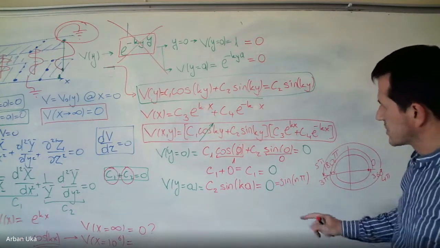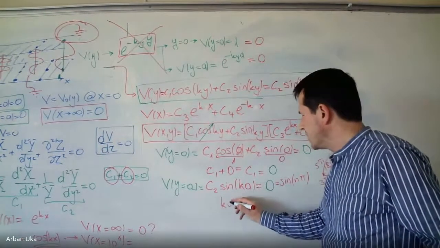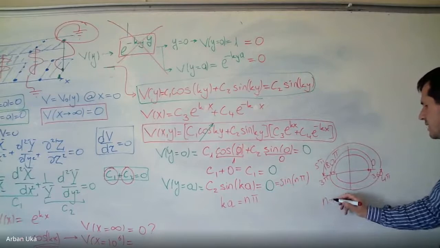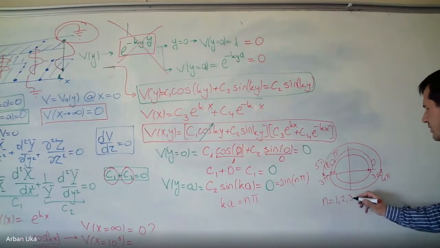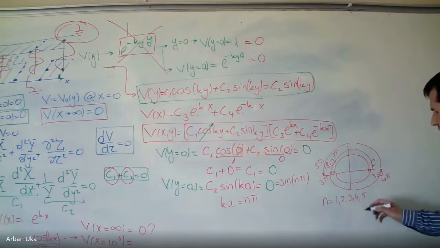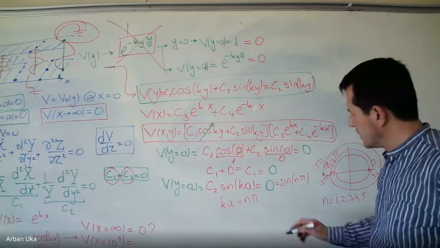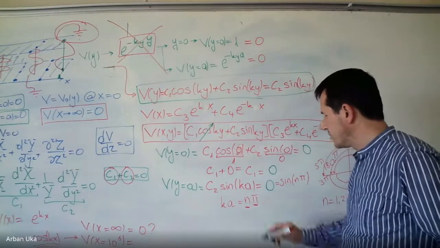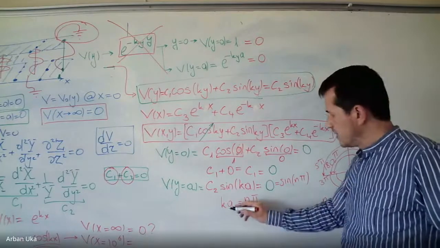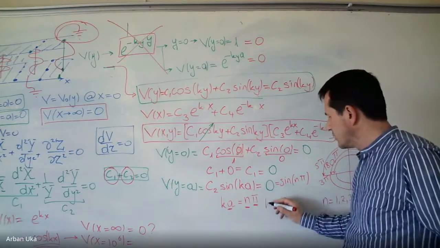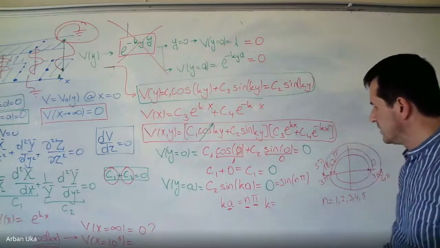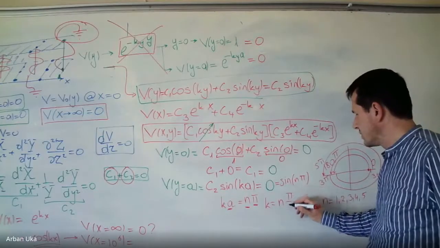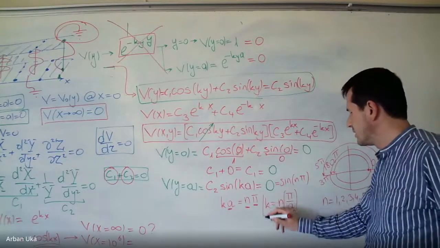At this stage, it looks like k times a is equal to n pi. But let's not forget, what was n? N was equal to 1, 2, 3, 4, 5. These numbers. So we know n, right? It's just a number. We know pi, it is 3.14 radian. We know a, it's a given. So the value of k is equal to n pi over a. That's true, okay? So this is the value of k.